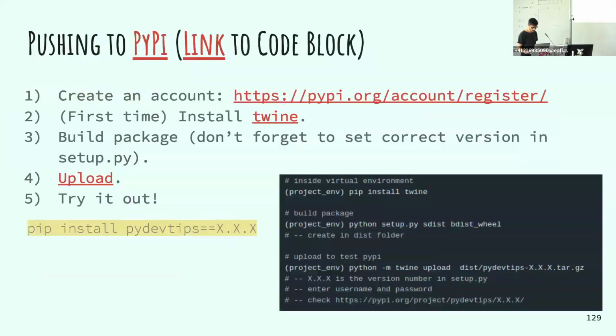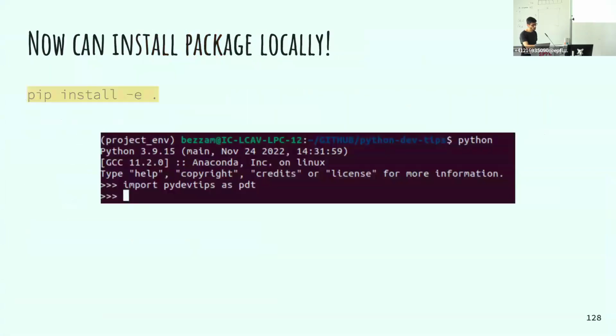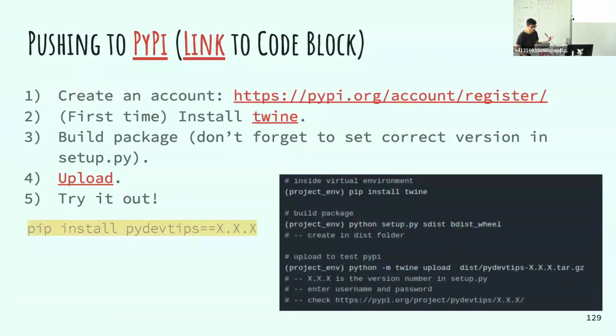All right, and this is the last slide. Here we were just able to install it locally. Now, to let other people run pip install pydevtips, or whatever the package is called, you need to make an account on PyPI, which is the registry of all the different Python packages. I guess you can do the same thing with Conda.